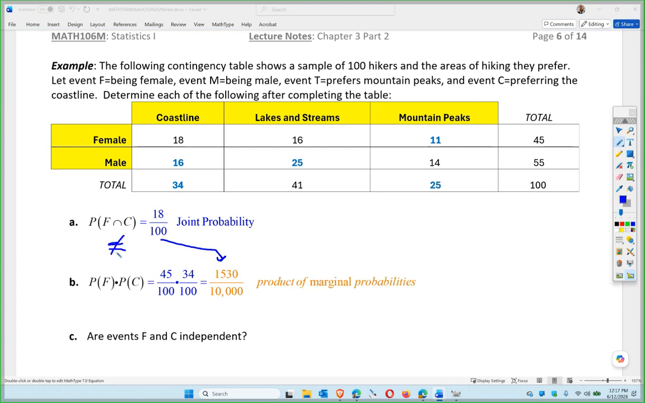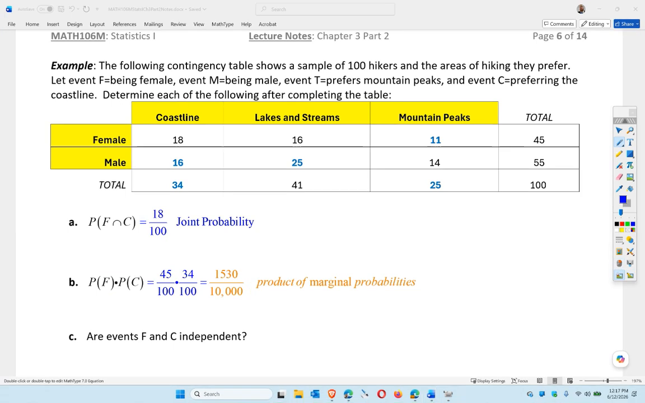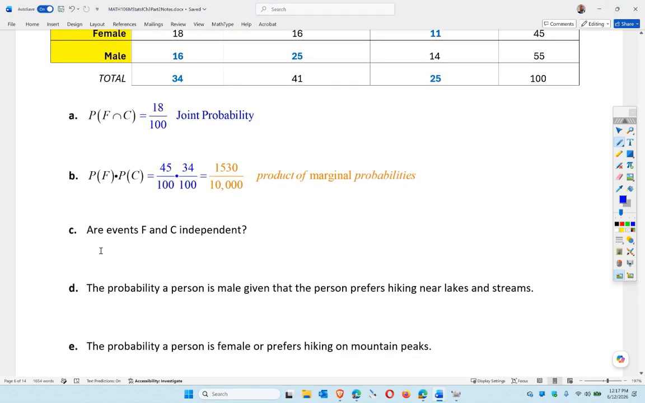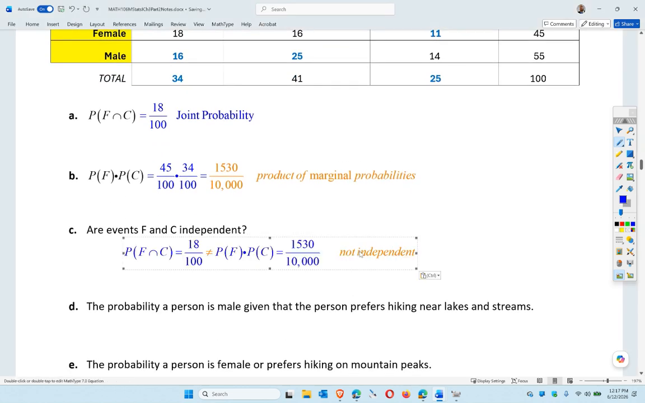So what this is saying is, yeah, you can multiply these if you want to, but there has to be some dependency in there, which means somehow gender and trip make a difference. So the ones depend on the others, their preferences maybe, I don't know. So essentially, if you look at the math, those two are not equal to each other. So F and C are not independent events, right?